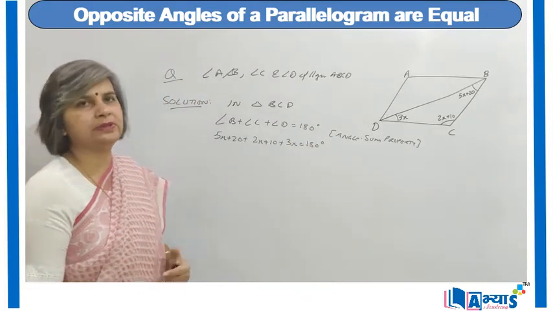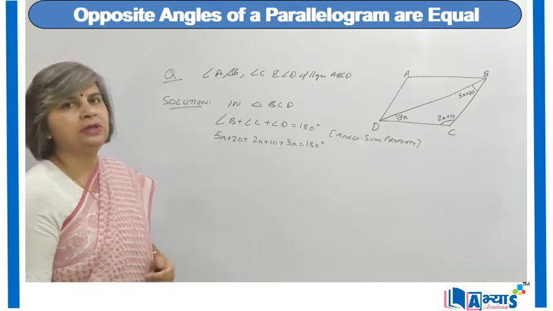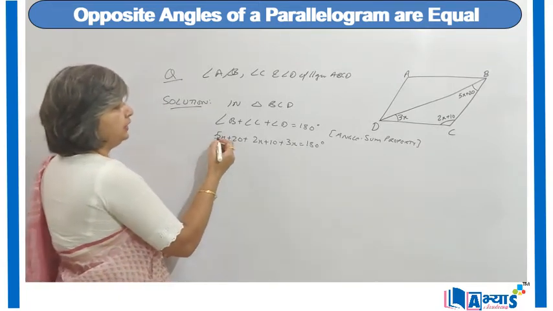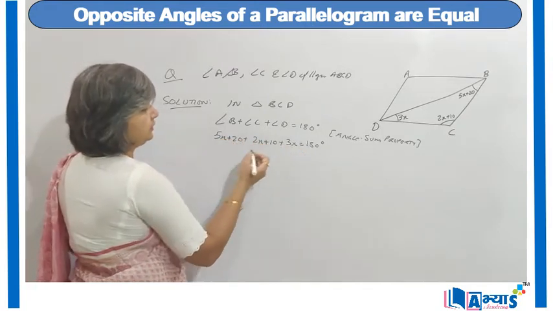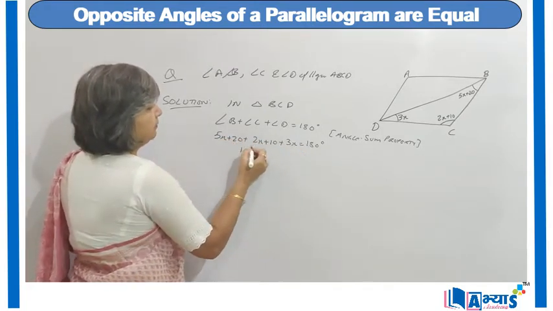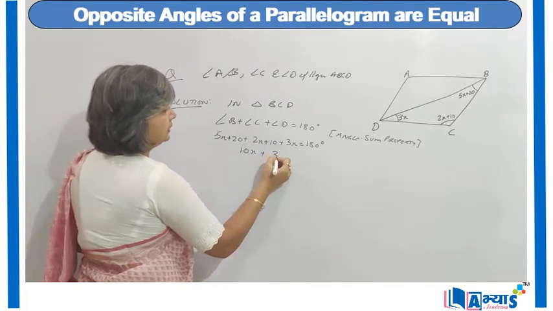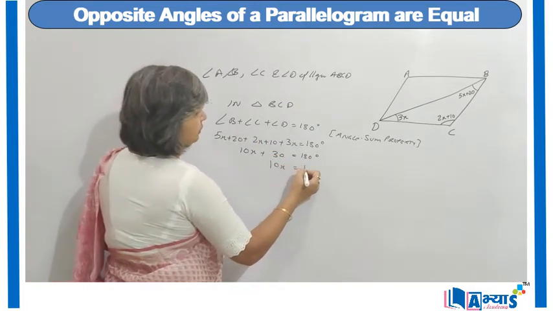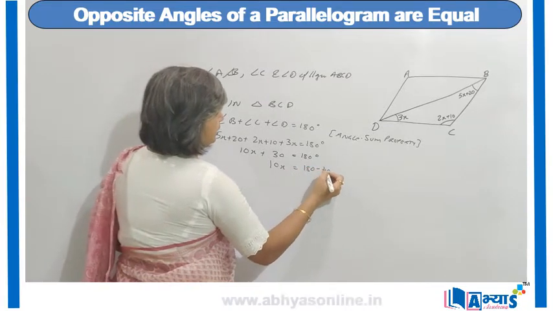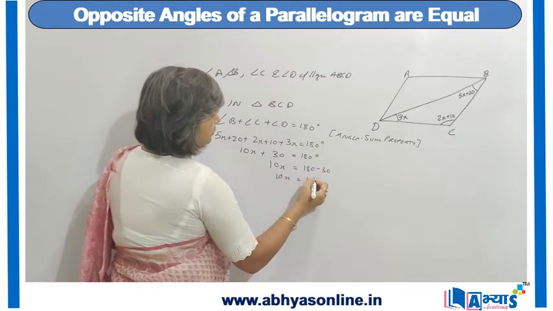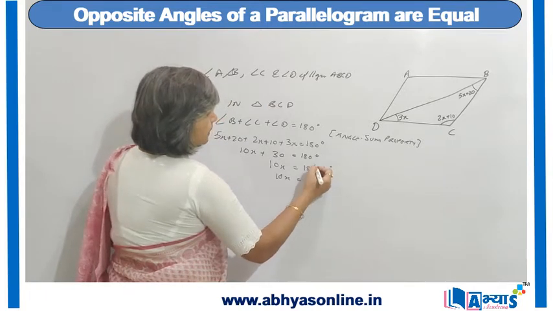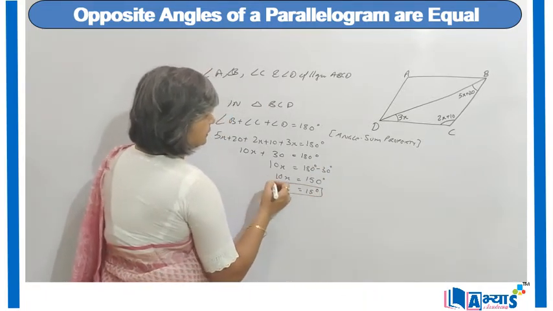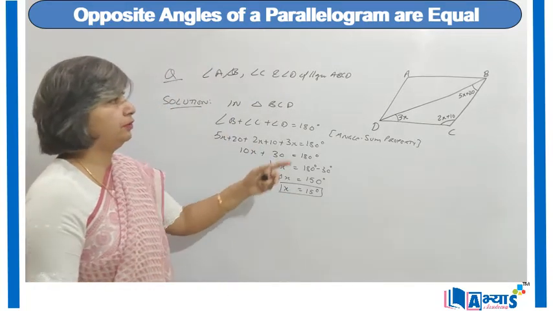Now I have an equation in terms of x, so we will solve the equation to find the value of x. It is 5x plus 2x plus 3x, which is 10x, plus 20 plus 10 is 30, equal to 180 degrees, or we can say 10x is equal to 180 minus 30. So 10x is equal to 150 degrees, or x will be equal to 15 degrees.